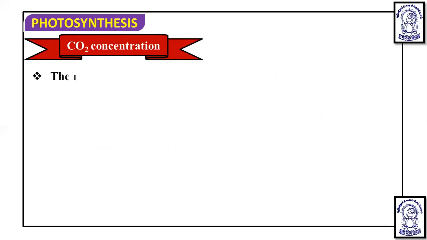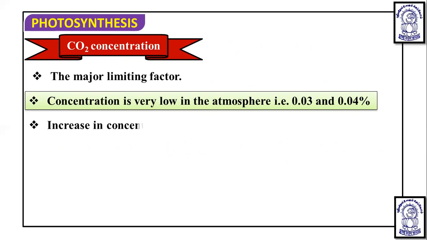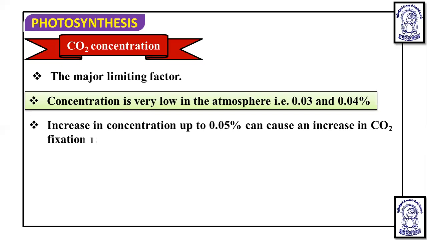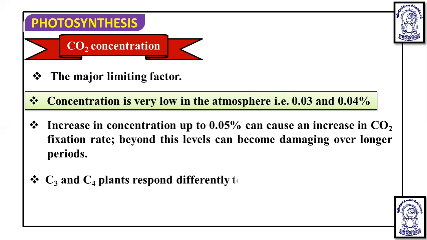Now we are going to discuss the second factor, that is carbon dioxide, and it is considered that carbon dioxide is a major limiting factor for photosynthesis. Now we know that the concentration of carbon dioxide is very low in the atmosphere, that is 0.03 to 0.04%, that is near about 300 to 400 parts per million, and accurately it is considered as 0.036%. So an increase in concentration up to 0.05% can cause an increase in CO2 fixation rate, but beyond this level it can become damaging over a longer period. So up to this, the plant can photosynthesize, but beyond that, it will be damaging.